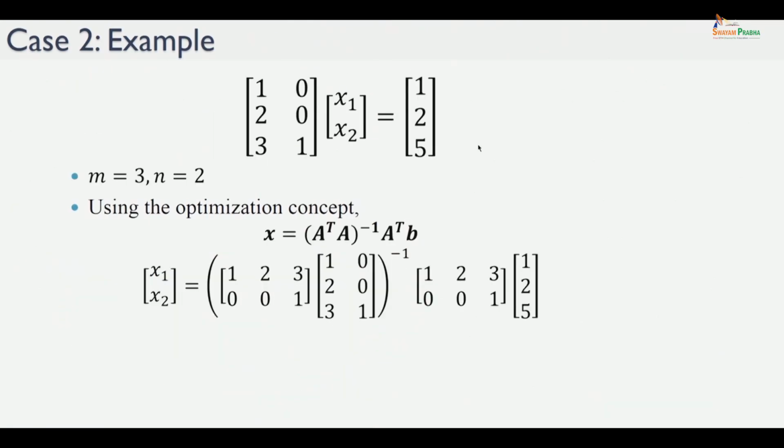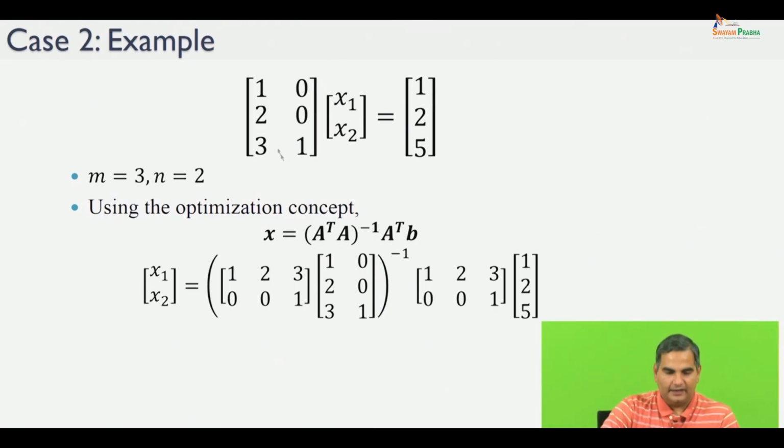Let us consider another example to illustrate something different here. We have taken the same left hand side, the same A matrix. However, the right hand side has been modified to be [1 2 5]. We have done this for a specific reason, which we will see presently. If you take the first equation, it reads as x1 equal to 1. The second equation reads as 2x1 equal to 2. The third equation reads as 3x1 plus x2 equals 5.